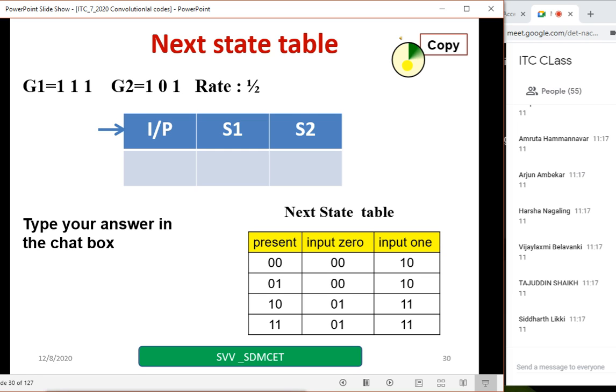Once you understand the next state table and output table, these two, then nothing is there in the trellis diagram, nothing is there in the Viterbi decoder, nothing is there in the tree diagram. Everything becomes so easy for you. The basis for all those things is the next state table and output table. If a person understands these two, it will be very easy to write down those things.